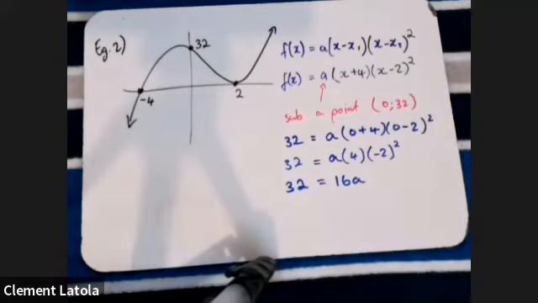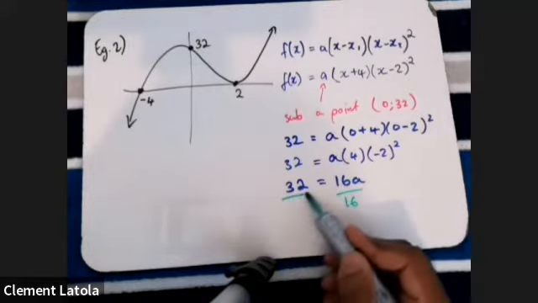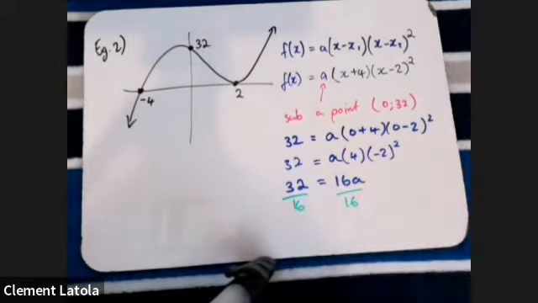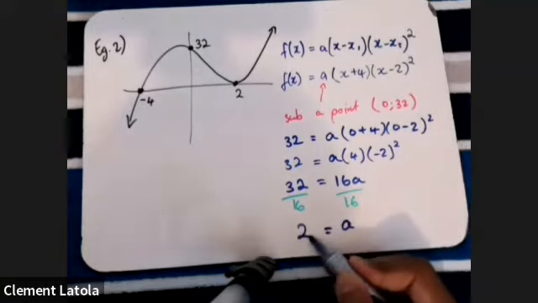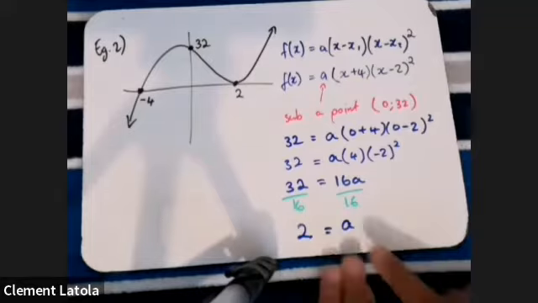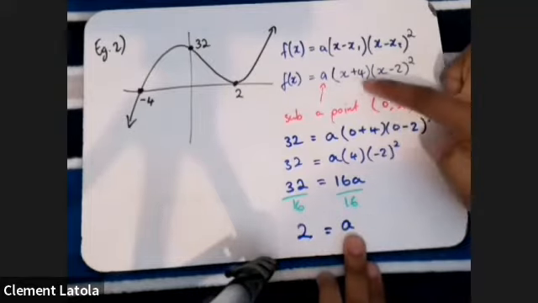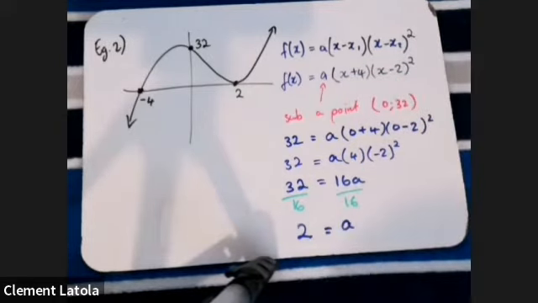If we divide both sides by 32, no, sorry, we're going to divide by 16 on both sides because we want to be left with a alone. So we divide by 16 on both sides, and a is equal to 2. Okay, nice. So we have the answer for a. We also know what our x-intercepts are. We can use this now, I guess, to complete the entire equation.